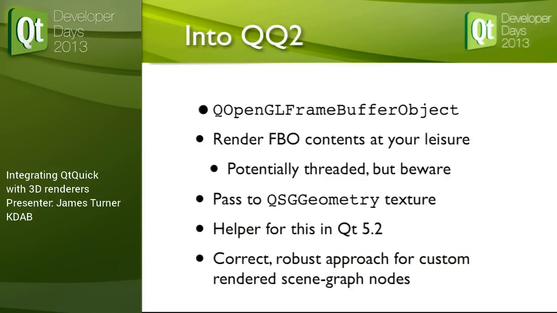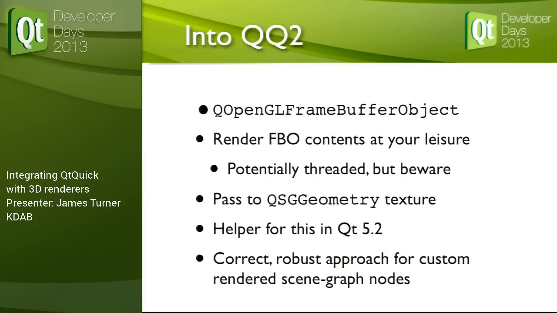The easy way is going into QtQuick 2. You have QOpenGLFramebufferObject as a helper. You create an FBO, and into it you render your stuff, your VTK scene, your OpenSceneGraph scene, whatever it is, at your leisure. And you can do that in separate threads. If your OpenGL driver supports threaded FBO rendering, it'll be fast, but other drivers it may not be. And then you get your texture out, and you pass to QSGGeometry the texture from your FBO, and you see the contents of your custom renderer scene in QtQuick 2.